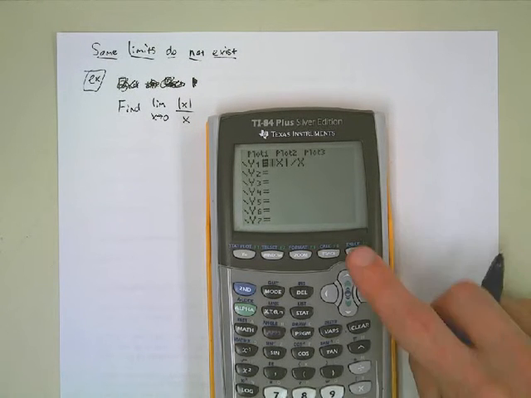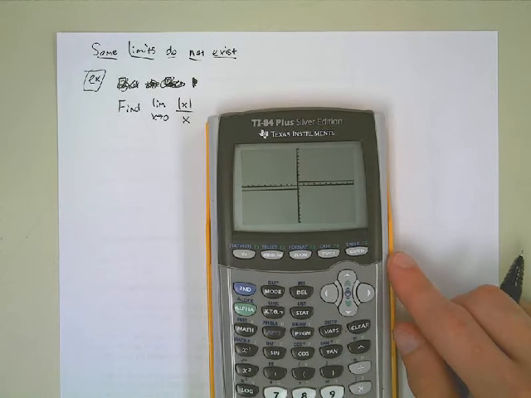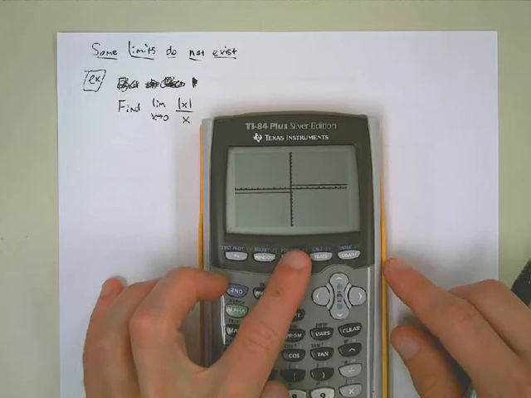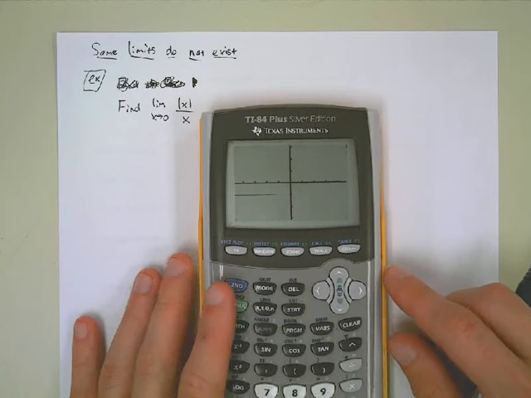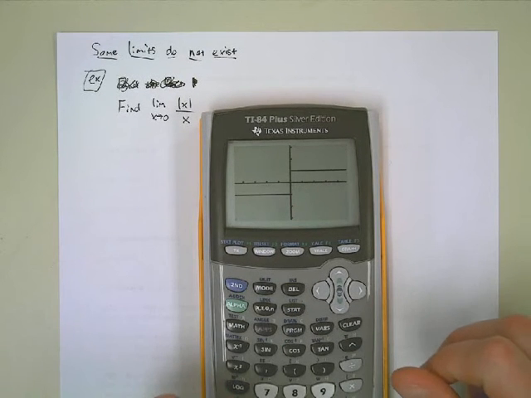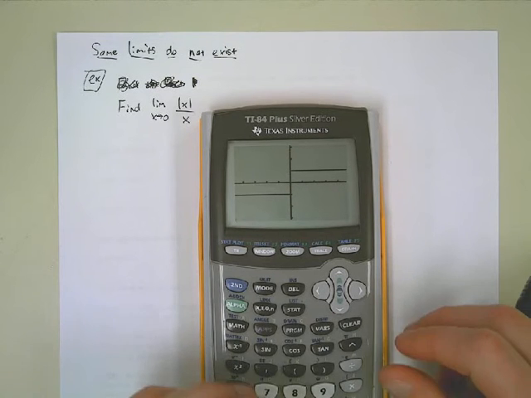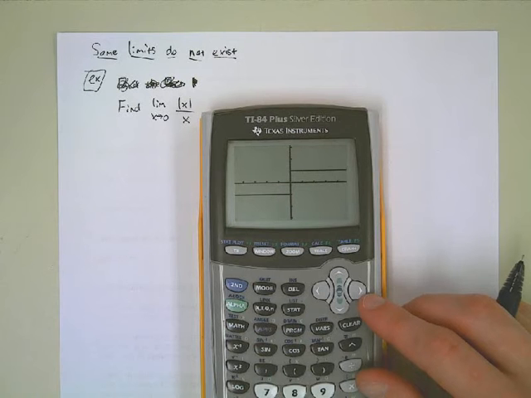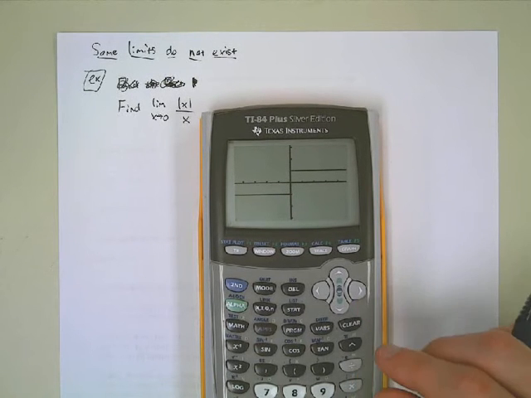I don't know if that's maybe a problem. If you want to zoom in a little bit more, you can press Zoom 4. Zoom 4 will let you zoom in just slightly more. Zoom 6 will take you back to the standard viewing window, Emma.